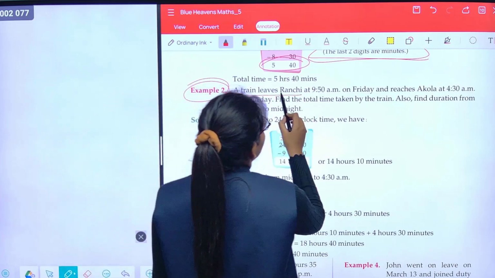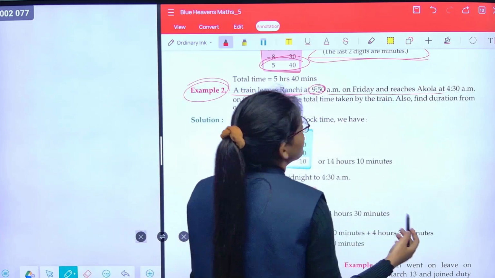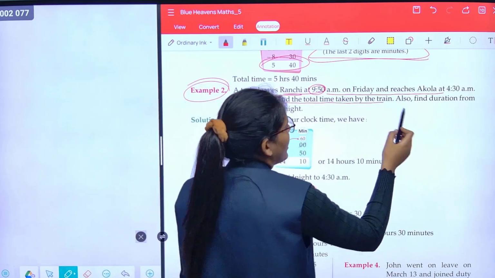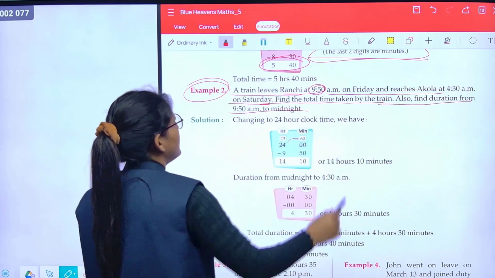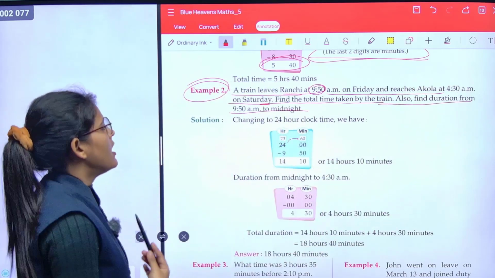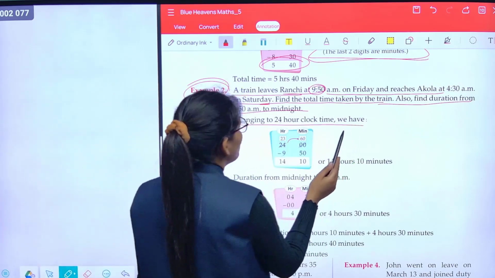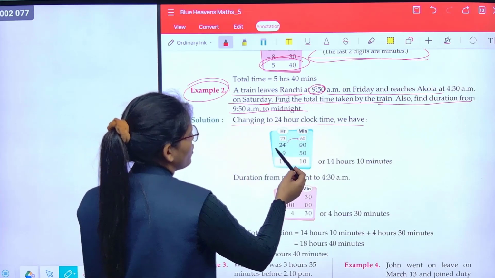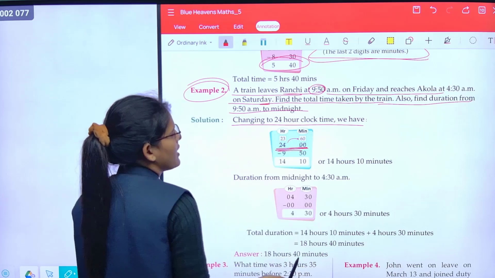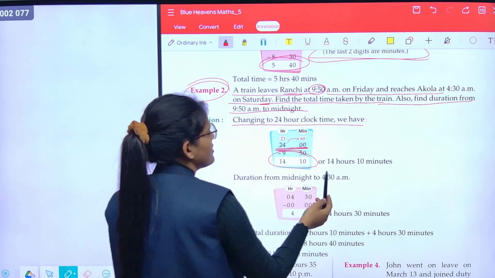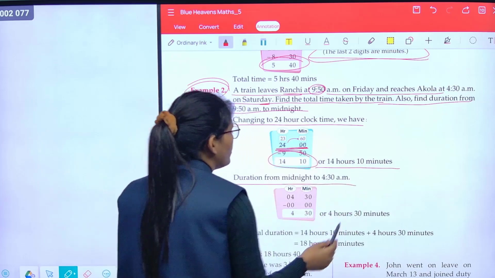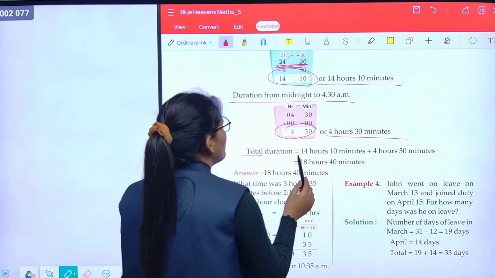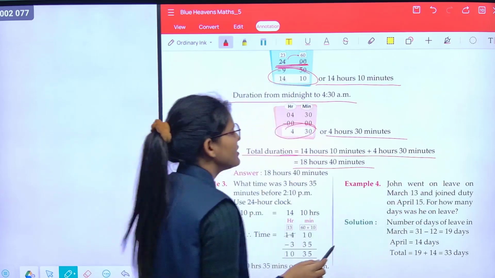A train leaves Ranchi at 9:50 a.m. on Friday and reaches Aloka at 4:30 a.m. on Saturday. Find the total time taken by the train. Also find duration from 9:50 a.m. to midnight. Changing to 24-hour clock time, we subtract 9:50 from 24 hours, so 14 hours 10 minutes. Duration from midnight to 4:30 is 4 hours 30 minutes. Total duration is 18 hours 40 minutes.